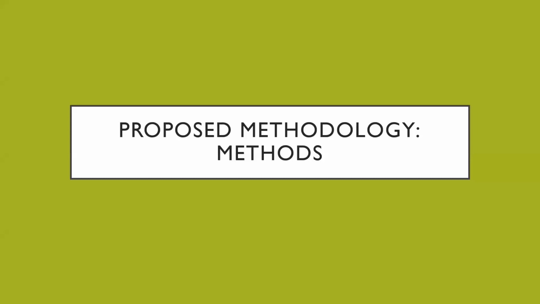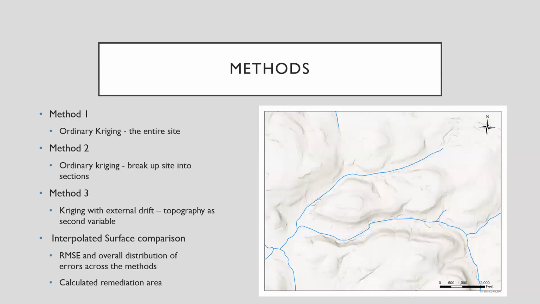Next, I'm going to talk about the methods I will be using to complete the rest of this project. 3 kriging models will be examined to account for the gap in the sample data at the center of the site. Method 1 will assume that the spatial structure estimated using all samples applies uniformly across the study area, including the gap. One semi-variogram model will be fit using all the sample points, and ordinary kriging will be used to create an estimated lead surface.